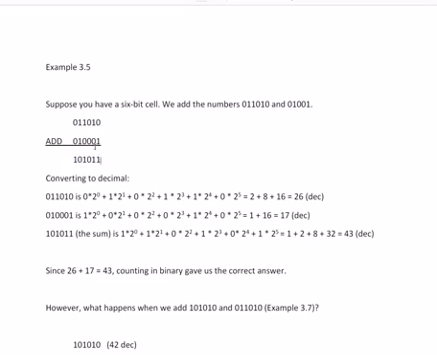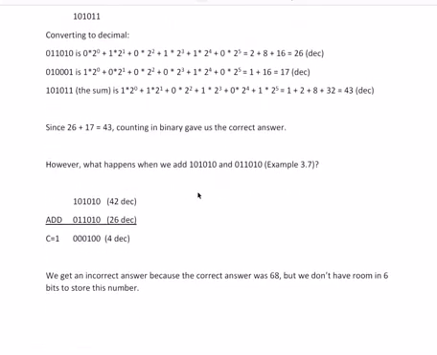1 plus 0 is 1, 0 plus 1 is 1, 0 plus 0 is 0, 0 plus 1 is 1, 1 plus 1 is 0, carry 1. That's the 1 that I carried, and 1 plus 0 is a 1. So is this correct? If we convert to decimal, this top number here is 26. If I convert the bottom number, it is 17. And if I look at the sum, the answer here, it was 43. And that is correct because 26 and 17 is 43. So we were good.